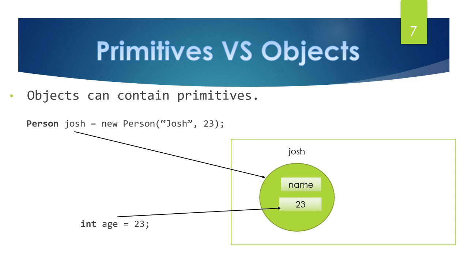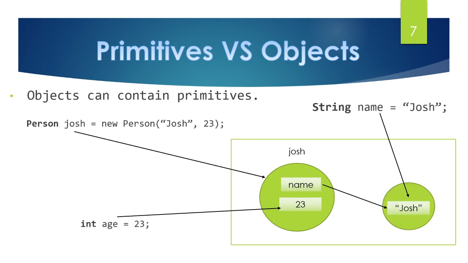Inside this circle, which denotes the Josh object, we have this name, which does not include an actual sequence of characters, but this name is a reference variable to another object of type string, which itself contains the name Josh as a string, as a sequence of characters.